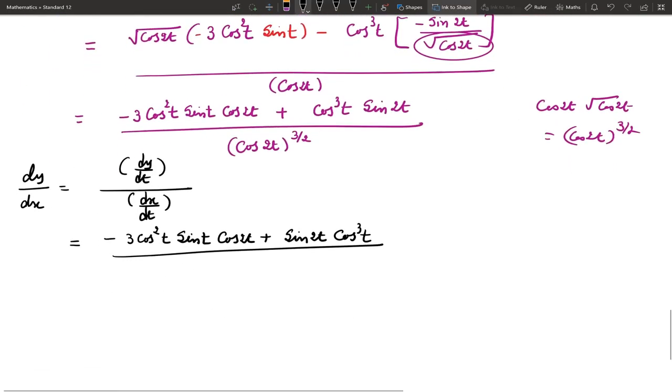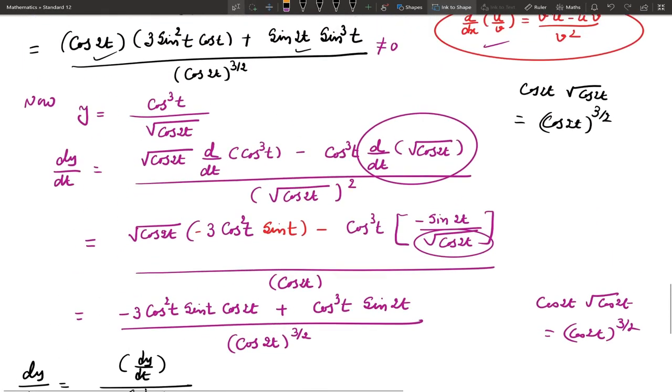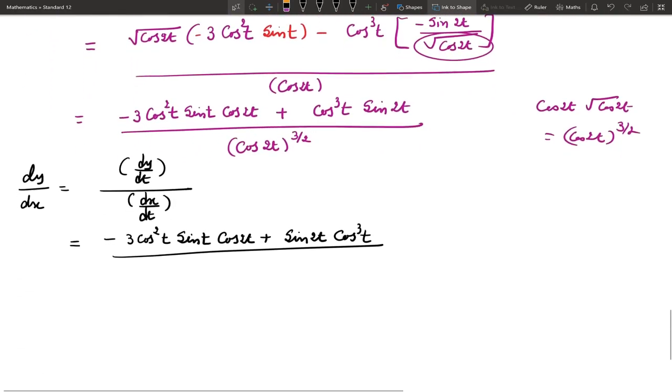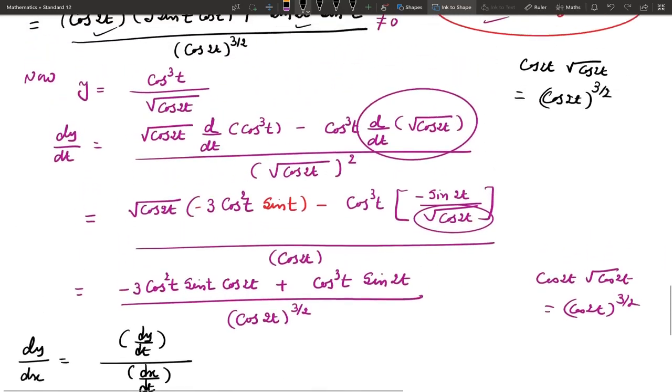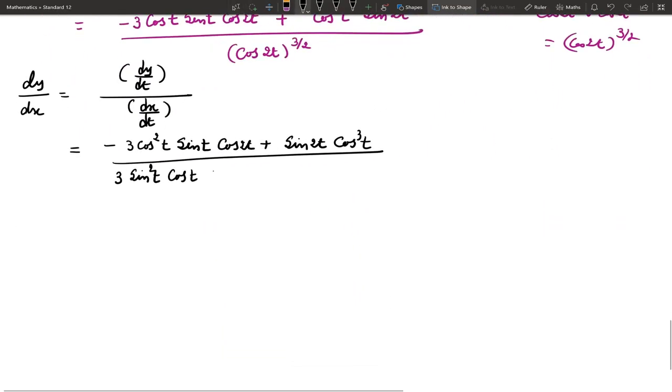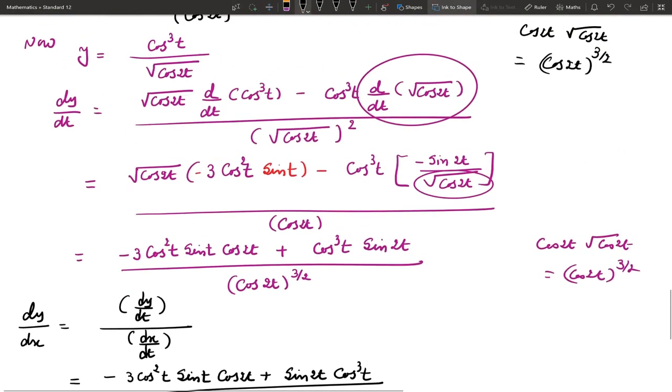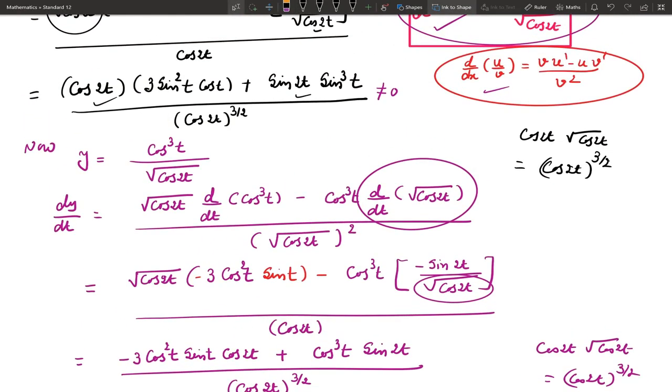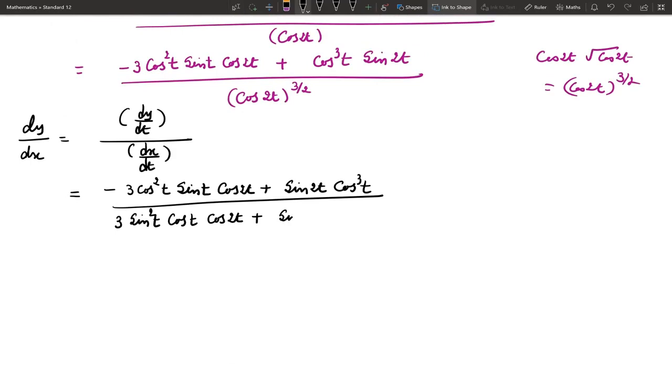So we put values: 3 sin square t cos t cos 2t plus sin 2t into sin cube t. Now we simplify this thing.